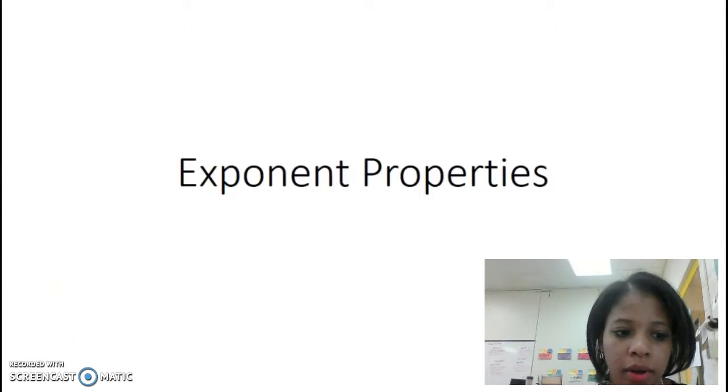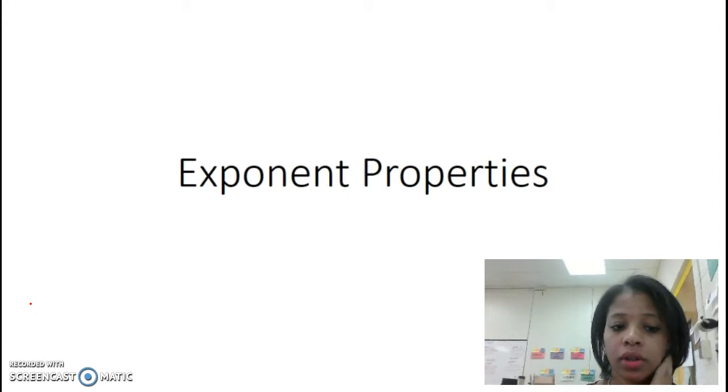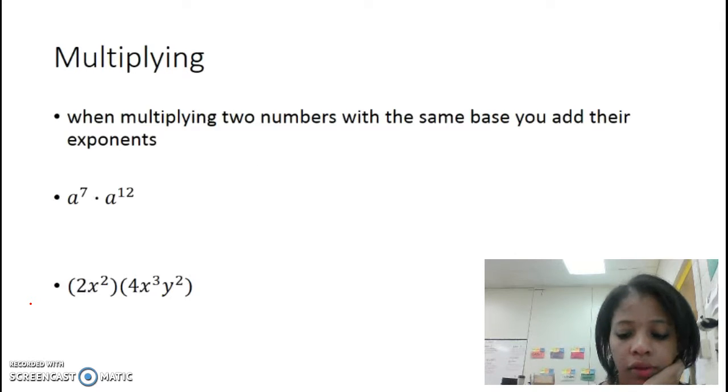Alright, so we're going to talk a little bit about exponent properties. This is a skill that you guys should have learned in Math 1, but I didn't teach you Math 1, so we're just going to review. Alright, so you have 6 different properties.